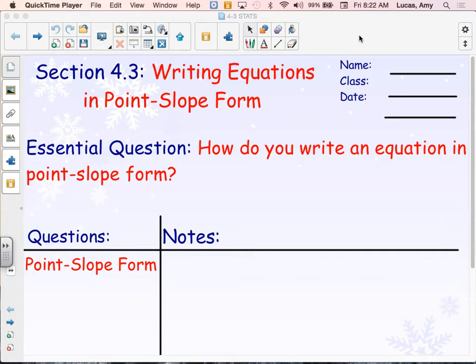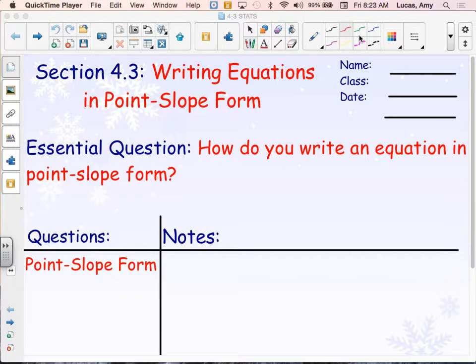Lesson 4.3, Writing Equations in Point-Slope Form. Our essential question is, how do you write an equation in point-slope form? Point-slope form. This is our third form to write an equation in for a linear equation.